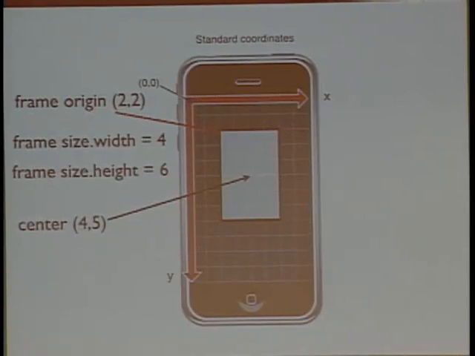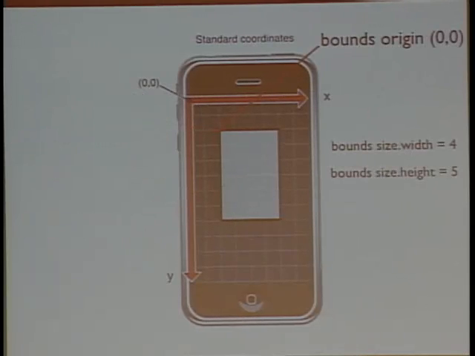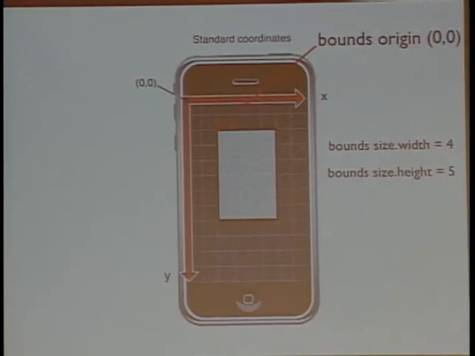And then it has a center in that red coordinate system of 4, 5. So we have this notion of a frame, but we also have the notion of bounds. Bounds gives us the information, or basically the coordinate system, within this UIView. So this rectangle here, we say it has a bounds origin at 0, 0, and it has bounds size width of 4 and size height of 5.